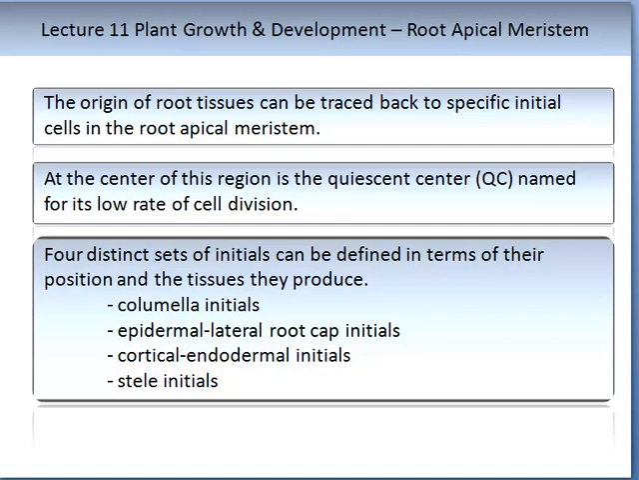The origin of the root tissues can be traced back to specific initial cells in the root apical meristem. At the centre of this region is the quiescent centre, or QC, named for its low rate of cell division. 4 distinct sets of initials can be defined in terms of their position and the tissues they produce. The columella initials, the epidermal lateral root cap initials, the cortical endodermal initials, and the stele initials.